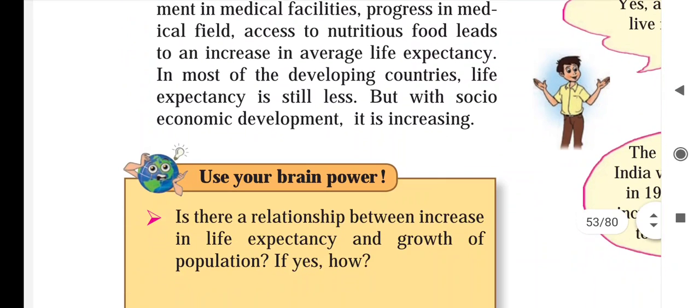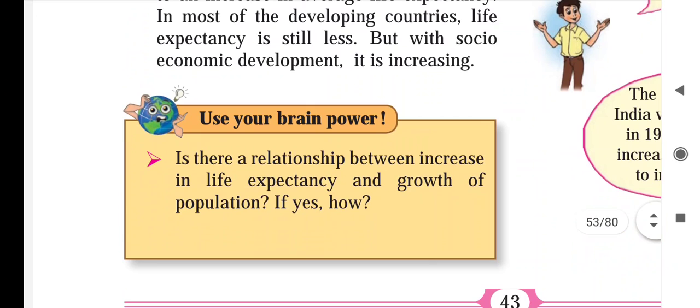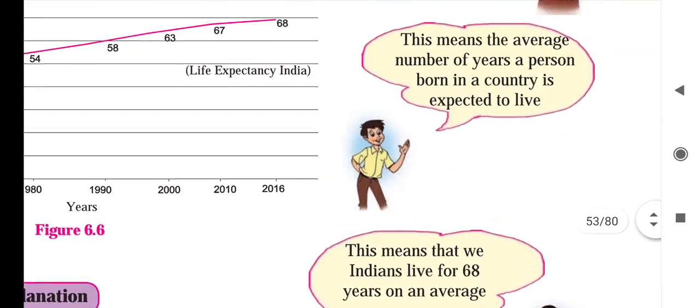Is there a relationship between increase in life expectancy and growth rate of population? If yes, then how? Of course there is a relationship, because if the people of the country are healthy and living more years, then of course the population will increase. So here we'll see what discussion is given.